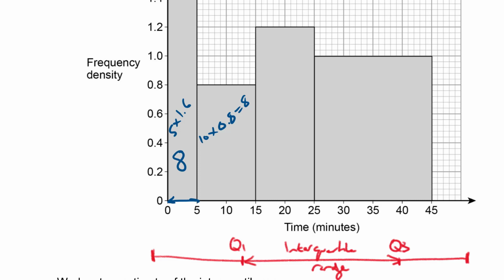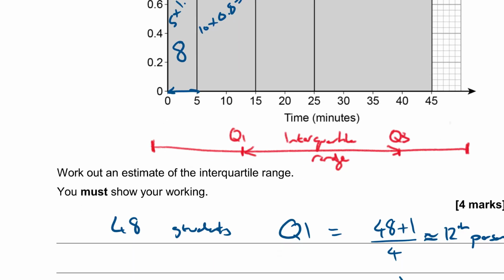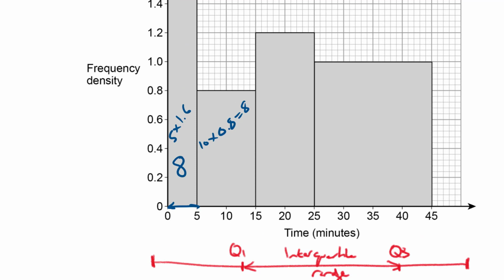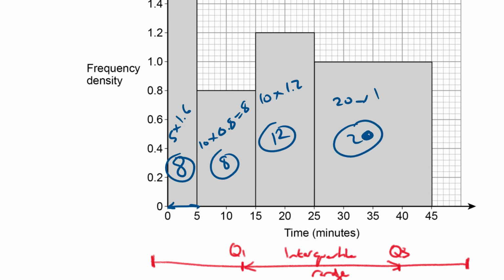Okay, so remember we were looking for the 12th person. So our 12th person is going to be somewhere in between that bar. We're going to have to estimate how far along in a minute. Let's just finish doing the areas first. This third bar has a class width of 10 and a height of 1.2. And that tells me that this represents 12 people. And then finally, the last bar has got a class width of 20 and a height of 1. So that represents 20 people. Let's double check that adds up to 48: 8, 16, 28, 48, yeah.